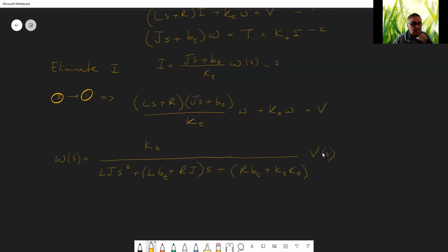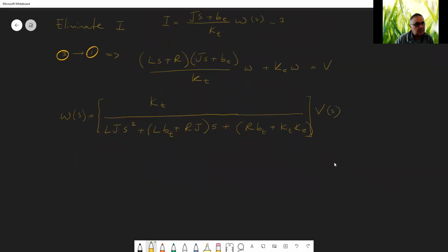Okay, so this thing in the bracket is the transfer function of this system. It's a second order transfer function, but usually the inductance of the motor is negligible. If the inductance is negligible, if L is equal to 0, this equation simplifies a little bit.